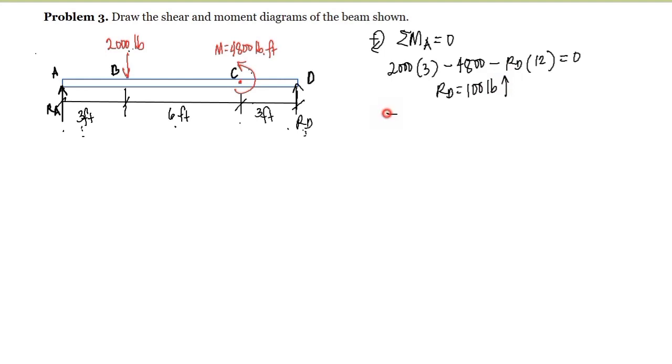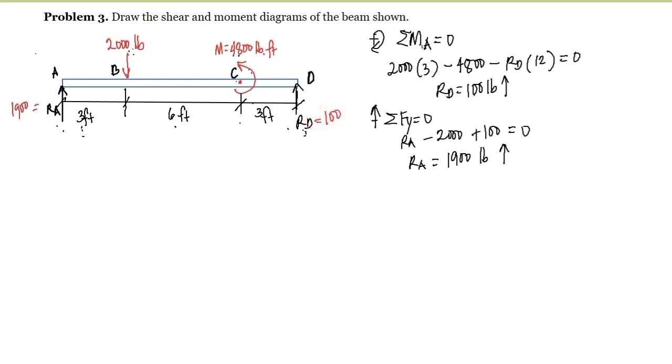And computing for the value of RA, we have to summate forces vertical is equal to 0, taking the upward direction as positive. So RA here is assumed upward, so we have RA positive minus the 2,000 pounds here, which is negative because it is directed downward, plus RD, which is equal to 100 pounds, is equal to 0. Why did we not include the 4,800? Because 4,800 is a moment, so it is only included in the moment summation, not in the forces vertical. So we have RA is equal to 1,900 pounds, and this is directed upward because the answer came out positive. So RA here is equal to 1,900 pounds and RD here is equal to 100 pounds.